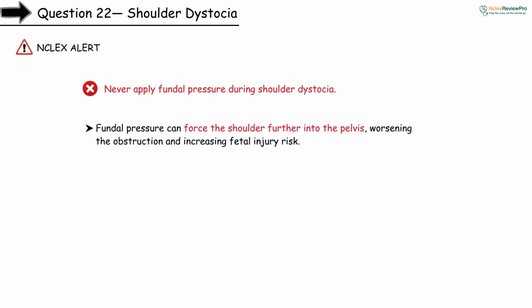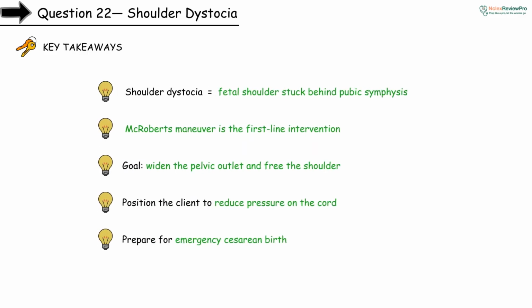Here's your NCLEX alert. Shoulder dystocia is a must-know emergency, and there is one rule you must never forget. Never apply fundal pressure. Instead, think McRoberts first. So the key takeaway here is this. Shoulder dystocia occurs when the fetal shoulder becomes impacted behind the pubic symphysis after head delivery, and the first-line intervention is the McRoberts maneuver, which widens the pelvic outlet and helps release the shoulder, while fundal pressure is contraindicated because it worsens the obstruction and increases the risk of injury.